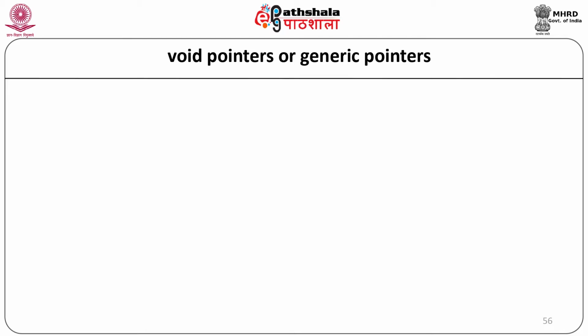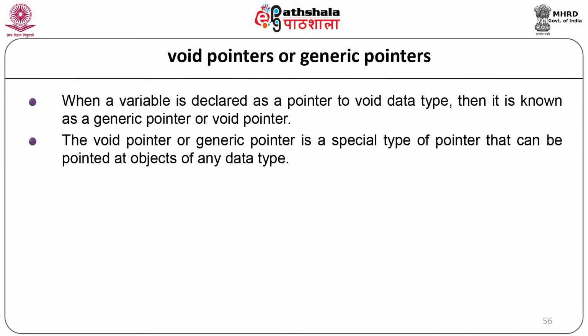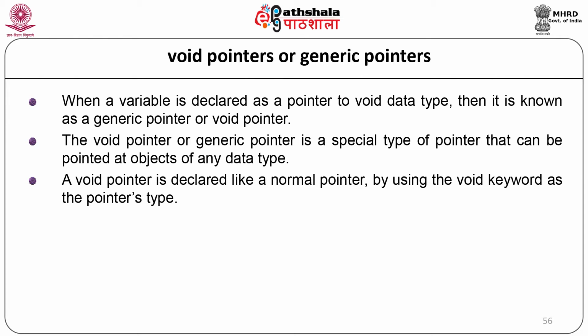Void pointers or generic pointers. When a variable is declared as a pointer to a void data type, then it is known as a generic pointer or a void pointer. The void pointer or the generic pointer is a special type of pointer that can point at objects of any data type. A void pointer is declared like a normal pointer by using the void keyword as the pointer's type.